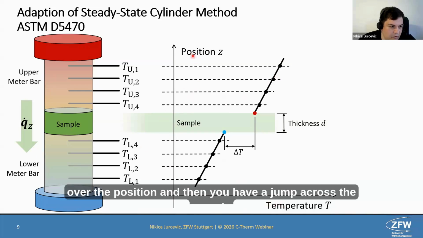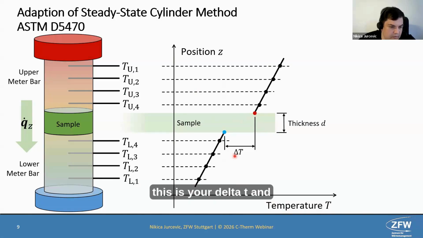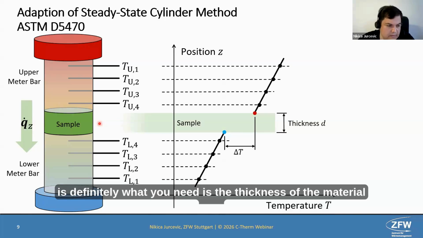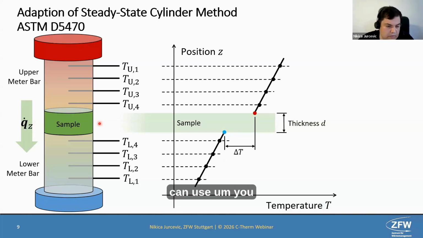So here you can see the temperature over the position, and then you have a jump across the sample. This is your delta T. And with the known thickness, this is definitely what you need, the thickness of the material, you can determine your values.